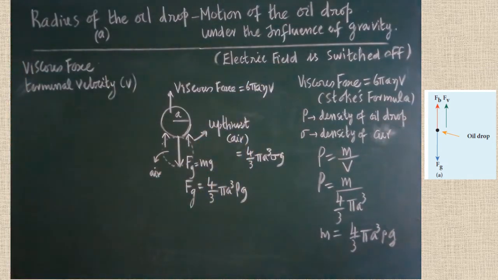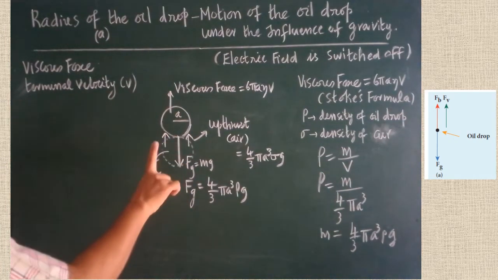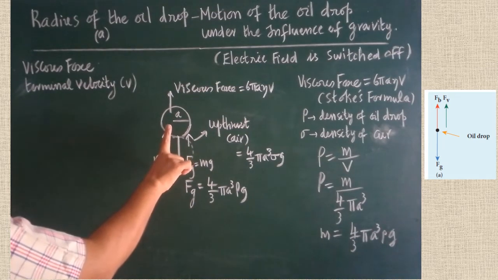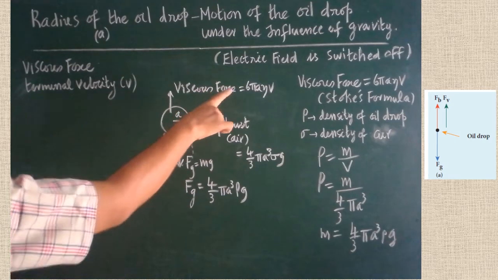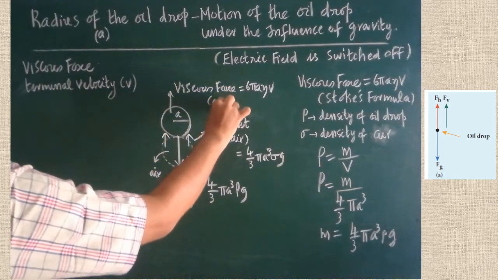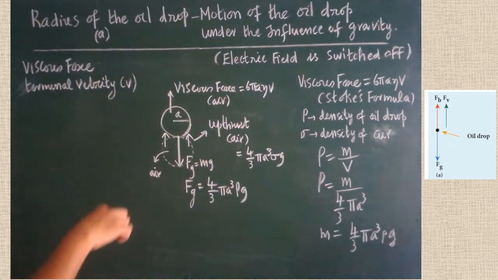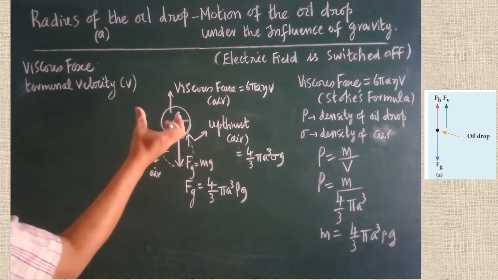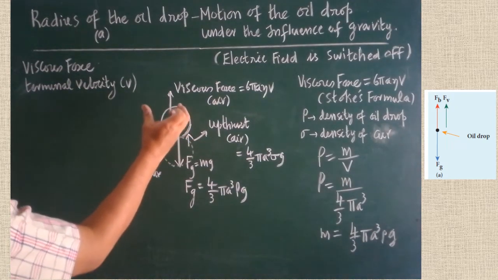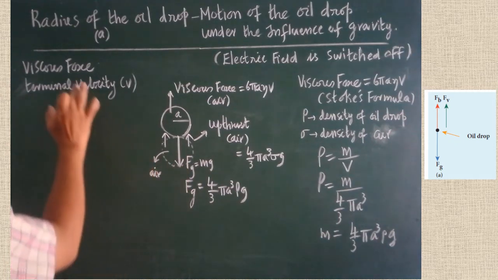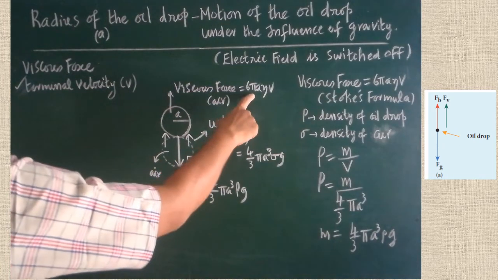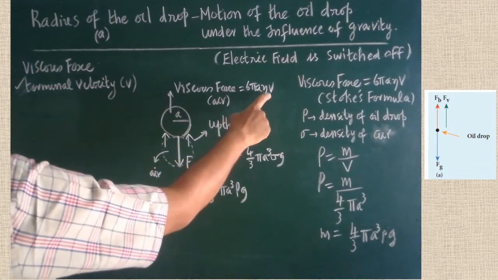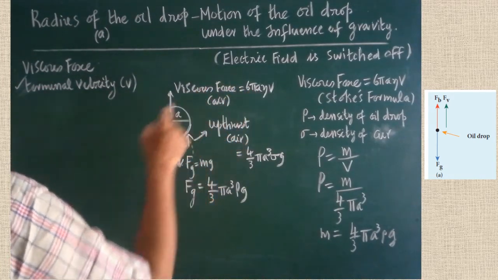So totally, I will summarize all the forces acting on the oil drop. Gravitational force, and upthrust due to air, which acts in the upward direction. Viscous force is also due to air. Because of all these forces, the oil drop will be descending downward with a constant velocity called, what is this? Terminal velocity. This formula, 6 pi a eta v, was given by Stokes and is called Stokes formula.